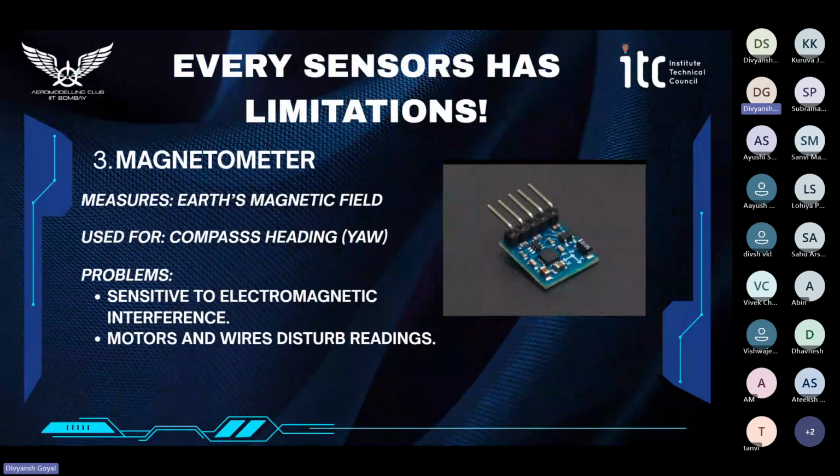Another is the magnetometer, which measures the Earth's magnetic field to know the direction in which our drone is heading, basically yaw. But the problem with the magnetometer is that it is sensitive to electromagnetic interference, which is caused by other sources like ESCs, motors, wires and all, which disturb the reading of the magnetometer.